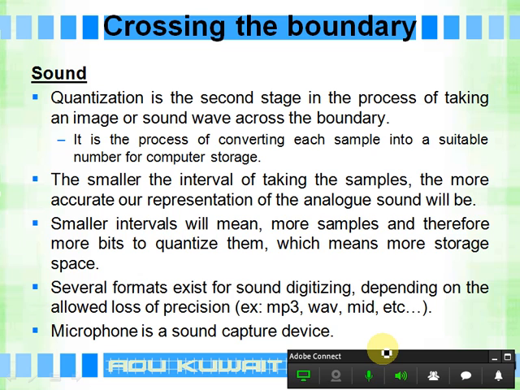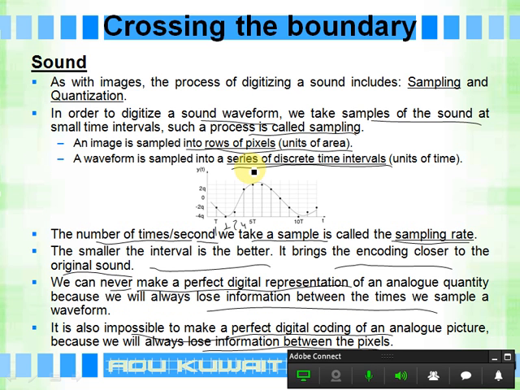Now back to quantization, the second stage. After we take the samples, we have to quantize them. Quantization is the second stage in the process of taking an image or a sound across the boundary. It is a process of converting each sample into a suitable number for computer storage. A suitable number means a suitable binary form in zeros and ones. So in general, if you want to digitize anything, it is a two-step process: sampling and quantization.